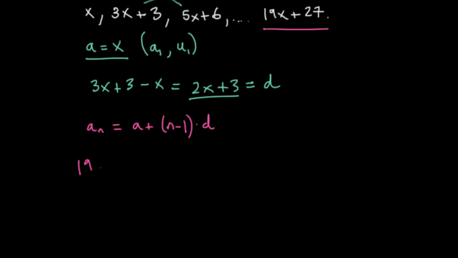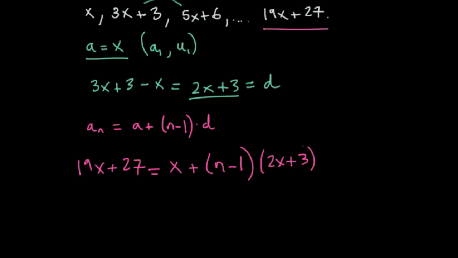So let's say that 19x plus 27, which is that last term over there, equals a, which we know is x, plus n minus 1, which we need to keep algebraic because we don't know what n is. That's the n we're trying to find out, times d, and d is this thing over there, 2x plus 3, which is what we found before, and that will allow us to find n.